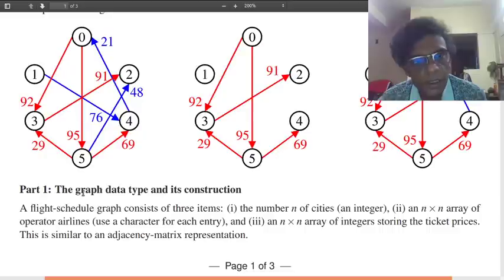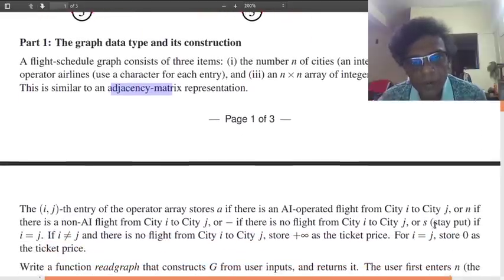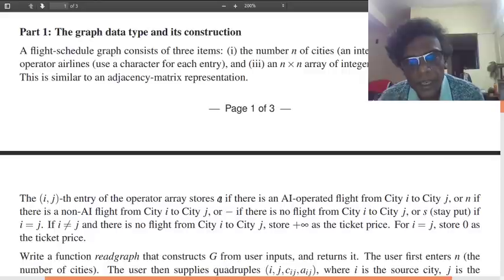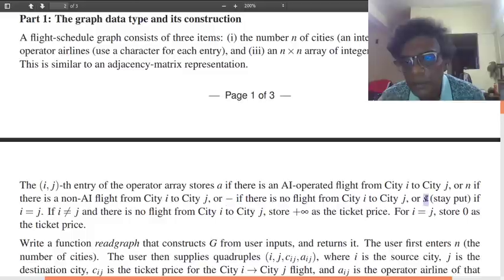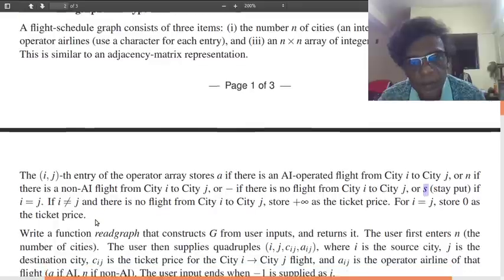First, the graph data type is an adjacency matrix: the number of cities n, an n by n array of operator airlines, and an n by n array of integers storing the ticket prices. I use the convention A for AI, N for non-AI, minus for no flight. If i equals j, just say stay put and store the cost. If i is not equal to j and there is no flight, store plus infinity as the ticket price.